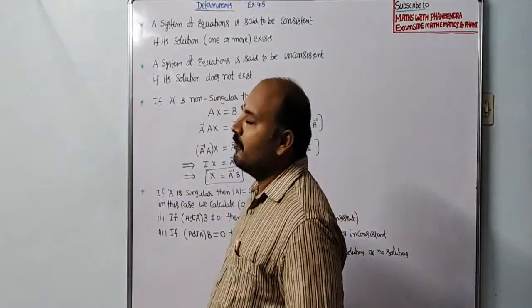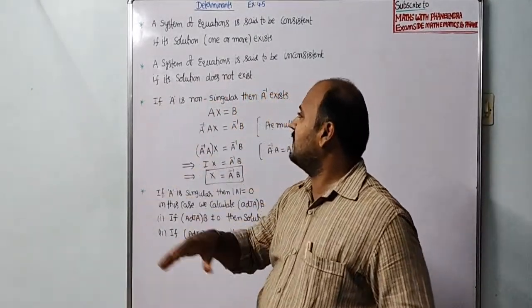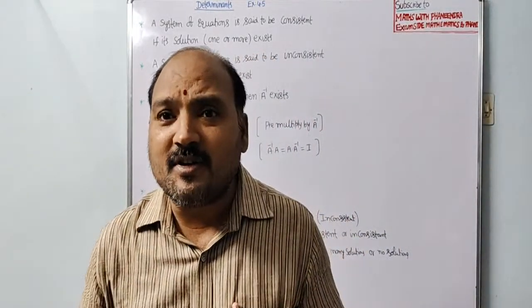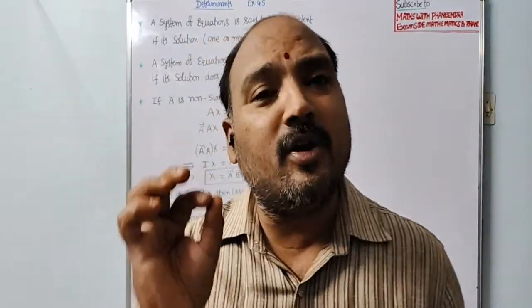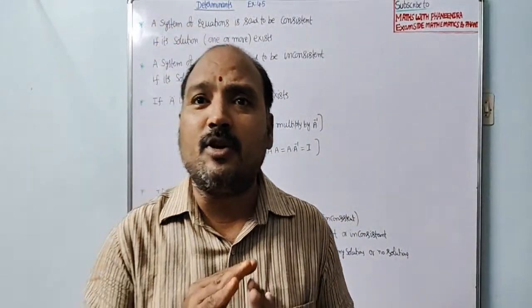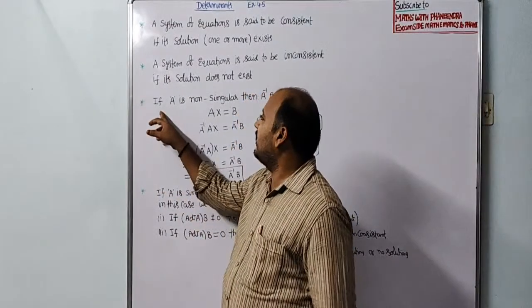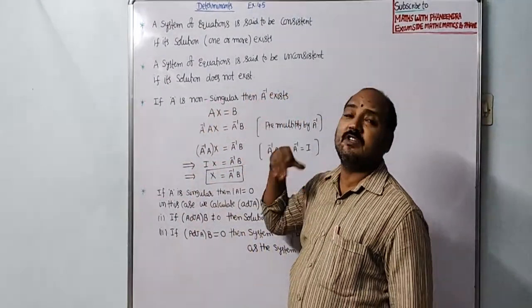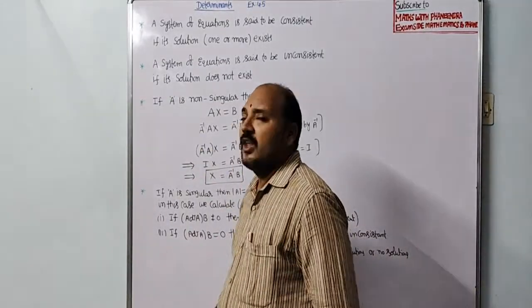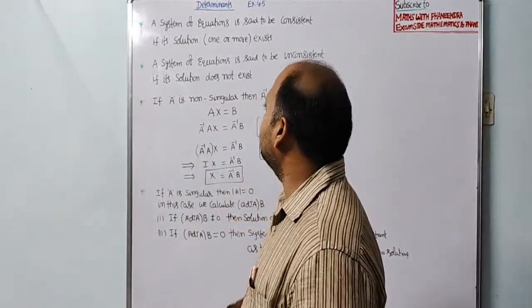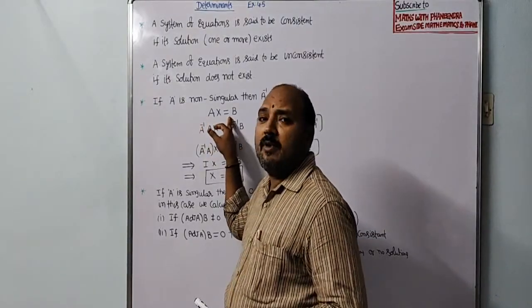So no solution. If A is non-singular, what is the definition of a non-singular matrix? A matrix A is said to be non-singular if its determinant is not equal to 0. So whenever A is non-singular, the inverse exists. Whenever det A is not equal to 0, then the inverse exists. The given system of equations can be written in the form Ax equal to b.